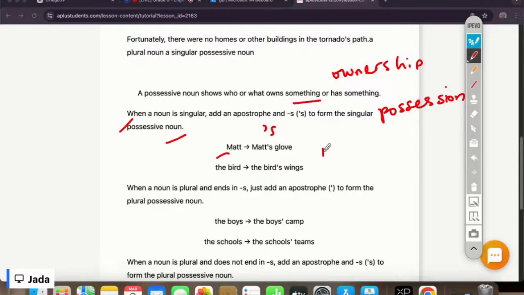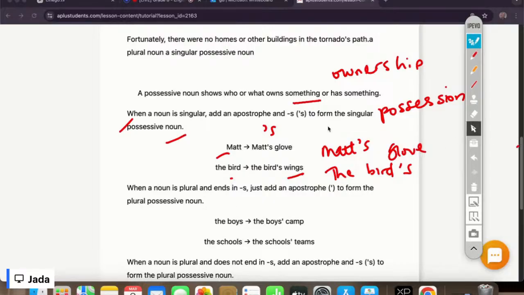So just like we have here, mat. Okay, so mat is singular, so you put your apostrophe and s. So you say mat's gloves. It becomes singular possessive. Or the bird. The bird is also singular, right? Then it becomes the bird's wings, singular possessive.